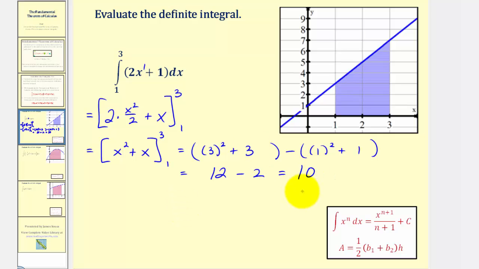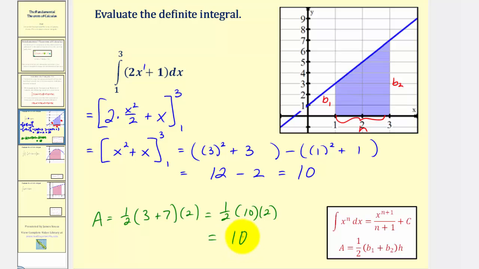Now for this first example, let's verify these results using the area formula for a trapezoid given here. So let's call this b sub 1, b sub 2, and this would be the height of the trapezoid. So using our formula, we have the area is equal to 1/2 times the quantity b sub 1 plus b sub 2. That would be 3 plus 7. And the height is 2. So we have 1/2 times 10 times 2, which is 10. Verifying our answer is correct. Let's take a look at another example.